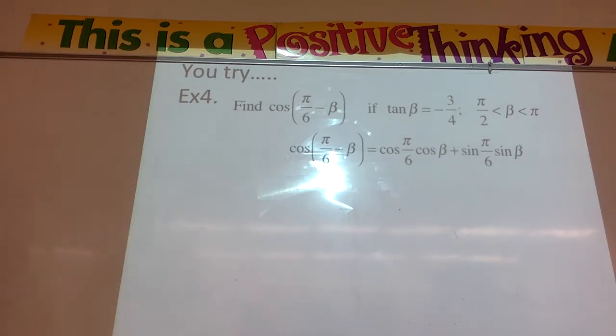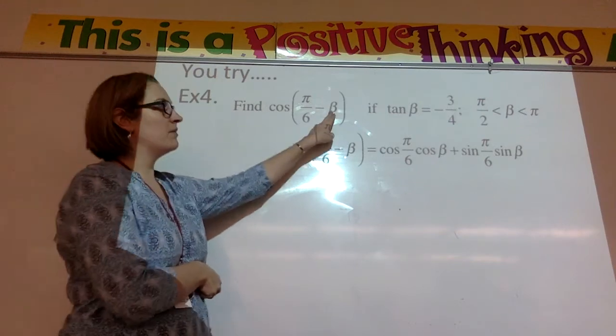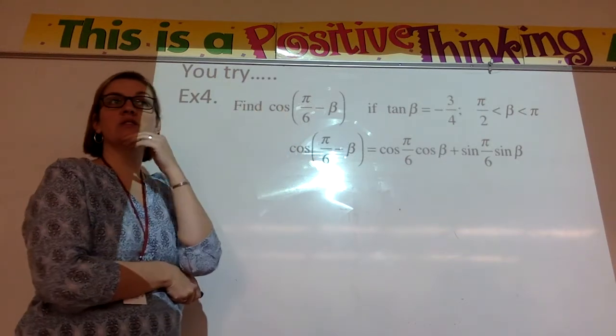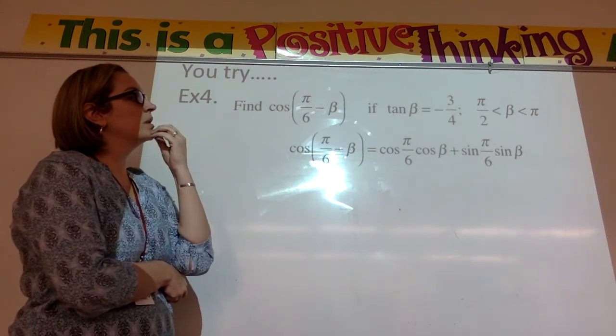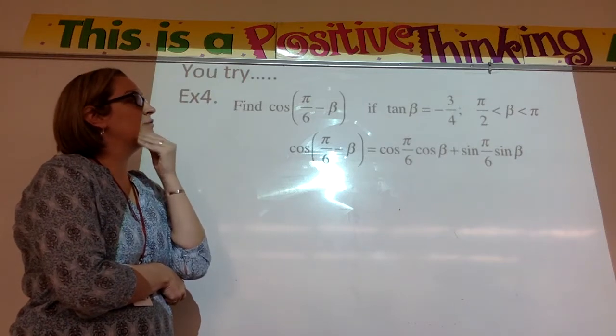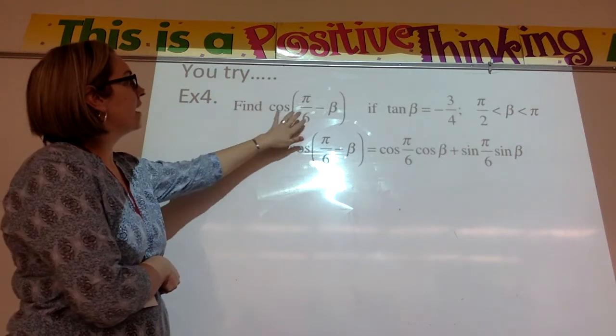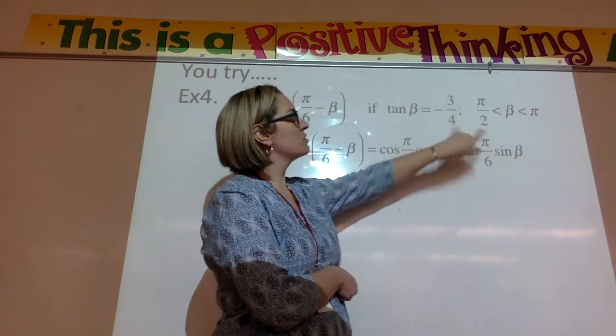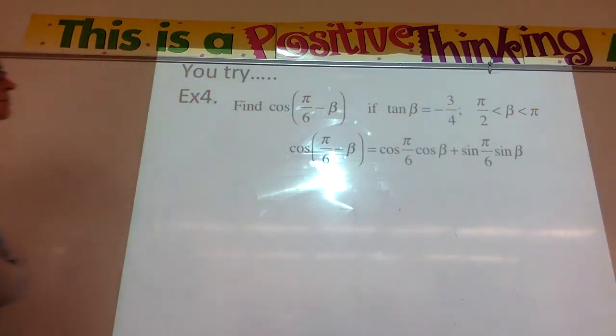Okay, I would like you to try example 4. If you want to change this to an X instead of a beta, that's fine if the Greek letters goof you up. Both of these will involve you drawing a right triangle, finding cosine. We're going to draw it over here.